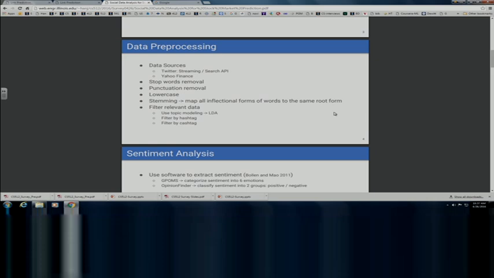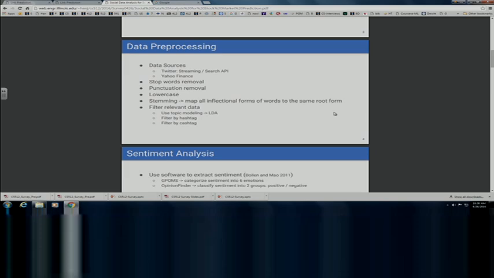After we gather the data from the data source, we have to apply some text normalization techniques. For example, stop word removal, punctuation removal, or lowercasing. In some papers, they also use stemming. Stemming maps all the inflectional forms of words into the same root form. For example, we have words like computation or computer. This technique will map those words to the root form, compute.